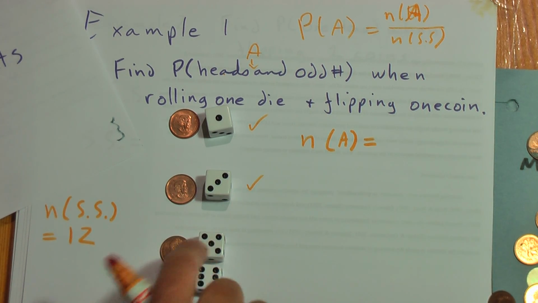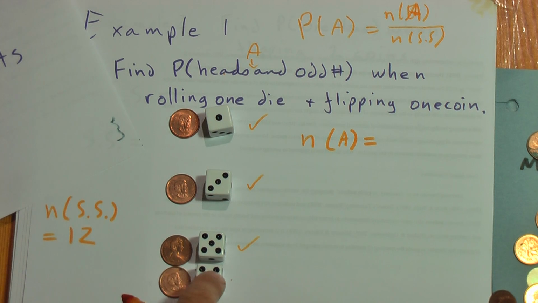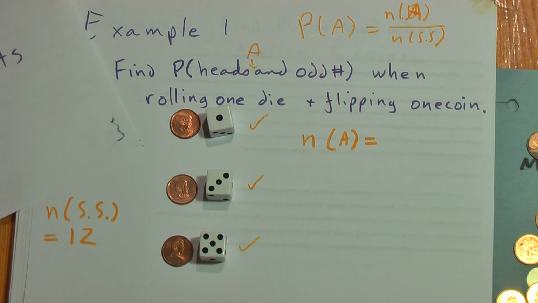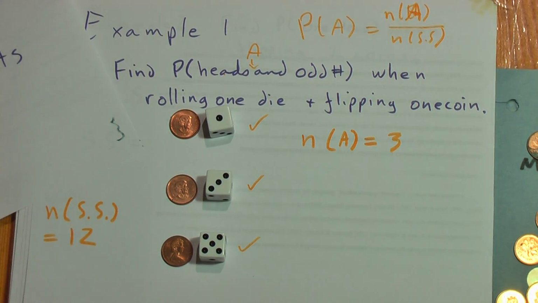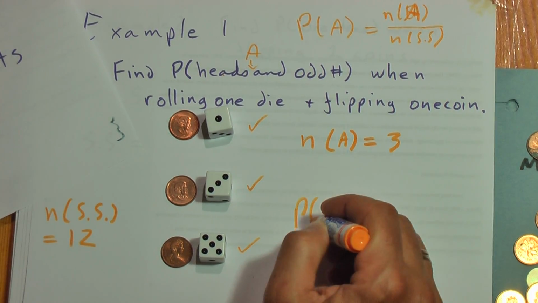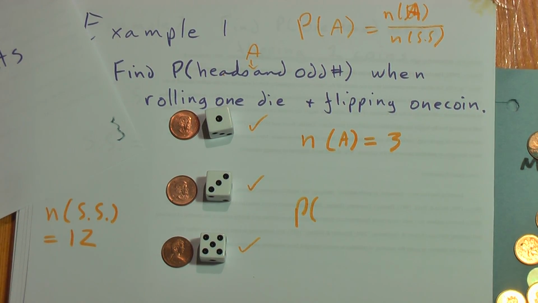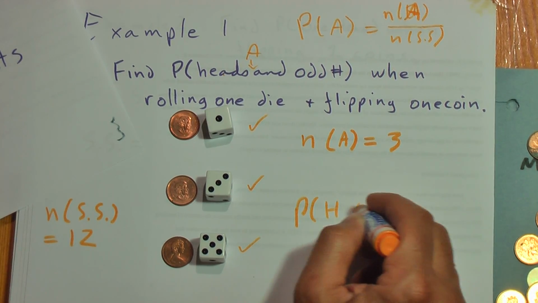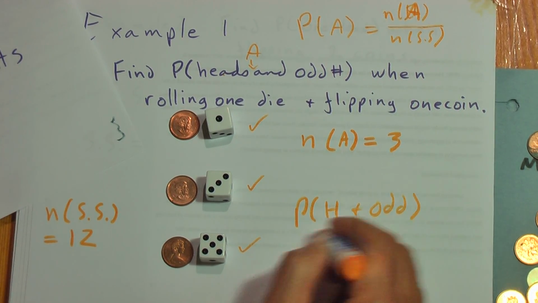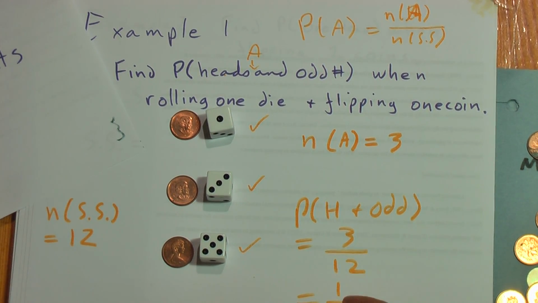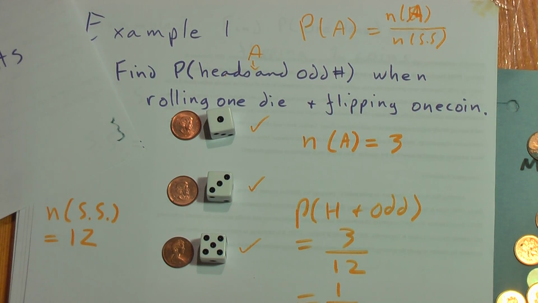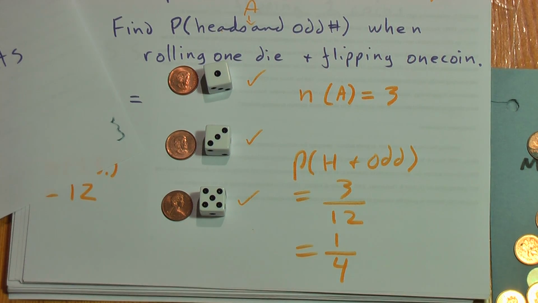Head, yes. Odd number. That one stays. Head, yes. That's a 6. That's not an odd number. That one goes. So we're left with the number in the desired event, A, E, or whatever you want to call it, is 3. So the probability of a head and odd number equals 3 over 12, which equals 1 over 4. I hope that's on the page. Let me just move that up. And we're good to go.